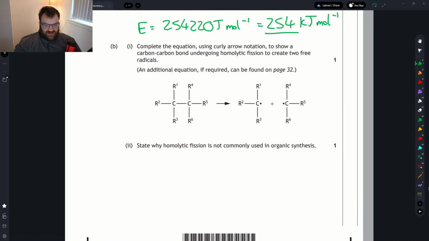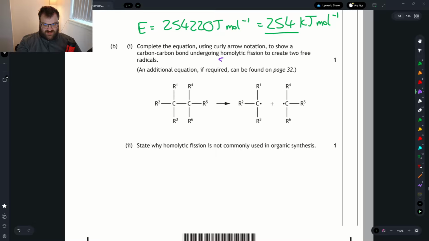Away from calculators, we are now going to look at curly arrow notation. Complete the equation using curly arrow notation to show how a carbon-carbon bond undergoing homolytic fission creates two free radicals.